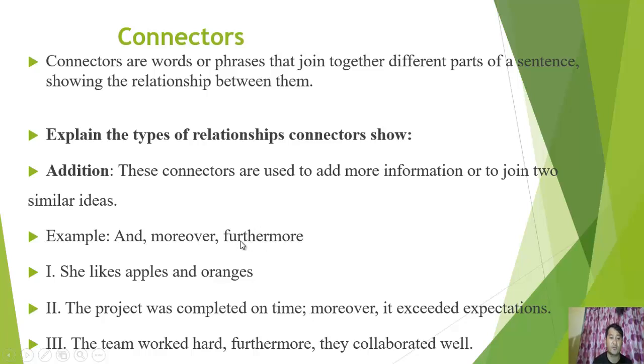And the third, furthermore. So let us see how furthermore is used in a sentence. The team worked hard. This is, I think, one idea. Furthermore, they collaborated well. Another idea is they collaborated well. And here, furthermore has connected these two different ideas. And this is how and, moreover, furthermore under addition help to add more information or to join two similar ideas. I hope you have understood the type of relationship that addition draws in a sentence.